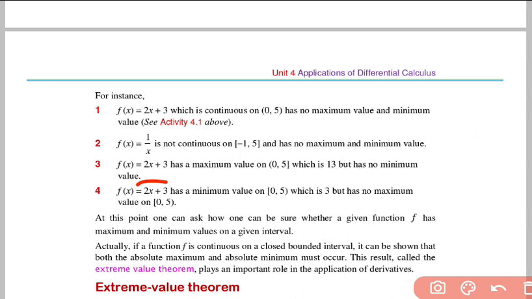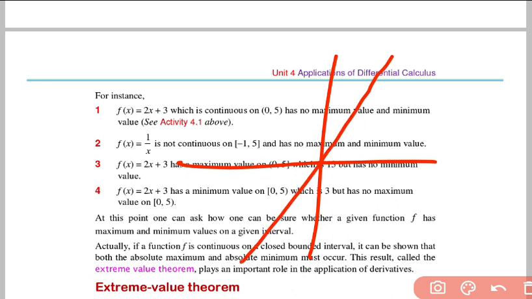Now f of x equals 2x plus 3 has a maximum value. Zero is not included. Look at it. When we plug in 5, 5 times 2 is 10, 10 plus 3 is 13. So 13 is the maximum, but it doesn't have a minimum because the endpoint is open.